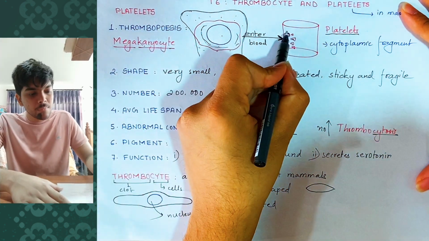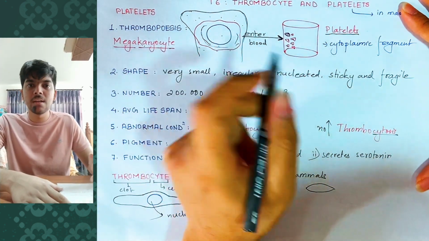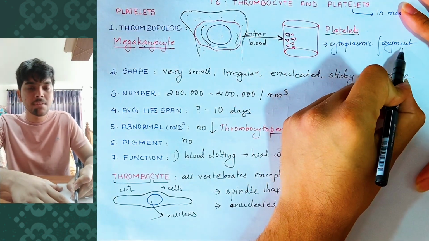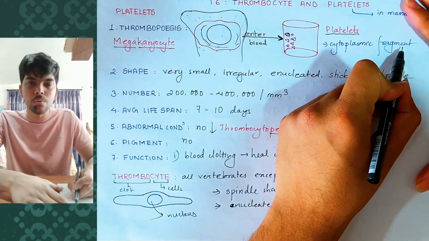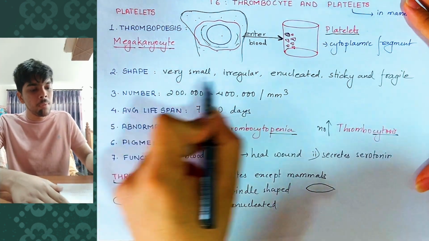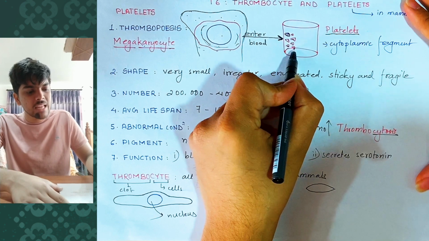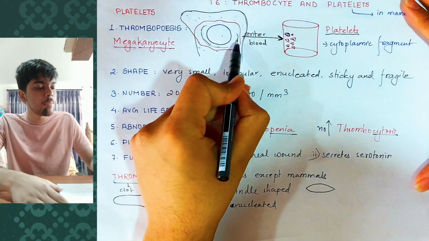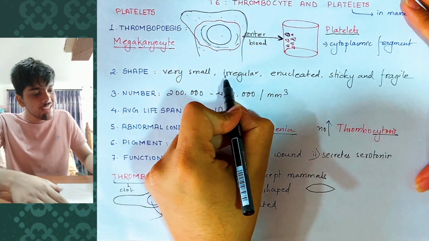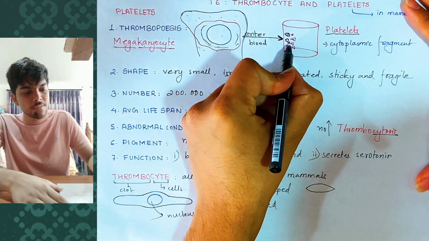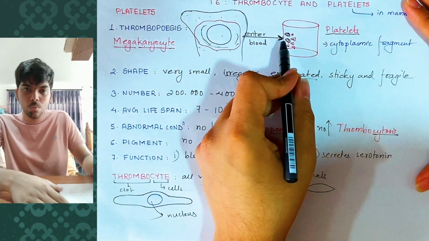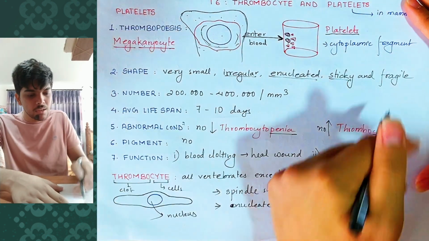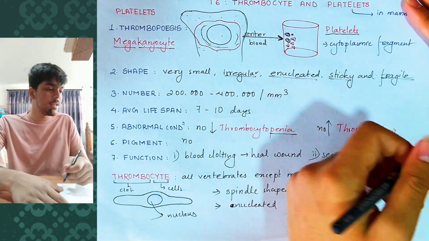And as these fragments are formed, the nucleus gets destroyed. That is why platelets are the cytoplasmic fragments which are enucleated, or without nucleus. Shape. Platelets are very small because they have been formed by the breakdown of the cytoplasm of a large cell. They are irregular. They don't have a definite shape. They are irregular, enucleated, without nucleus, sticky, that is they stick easily, and fragile, that is they break easily.